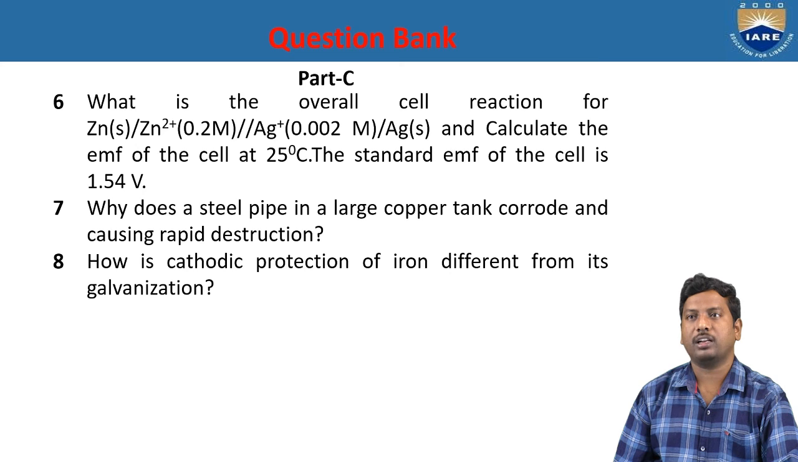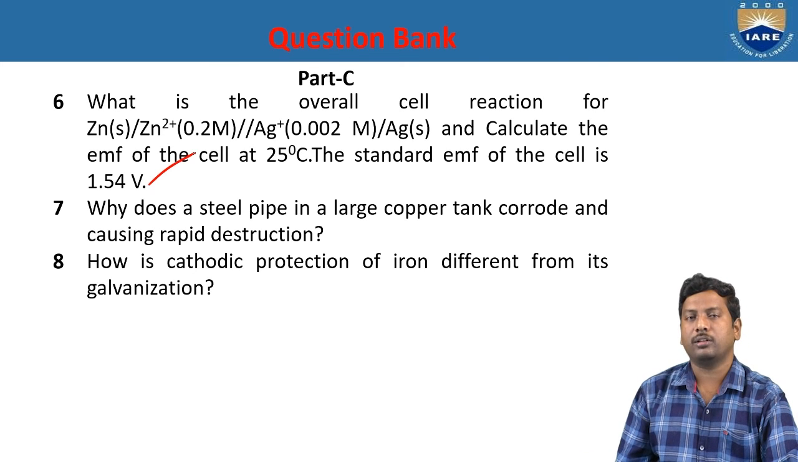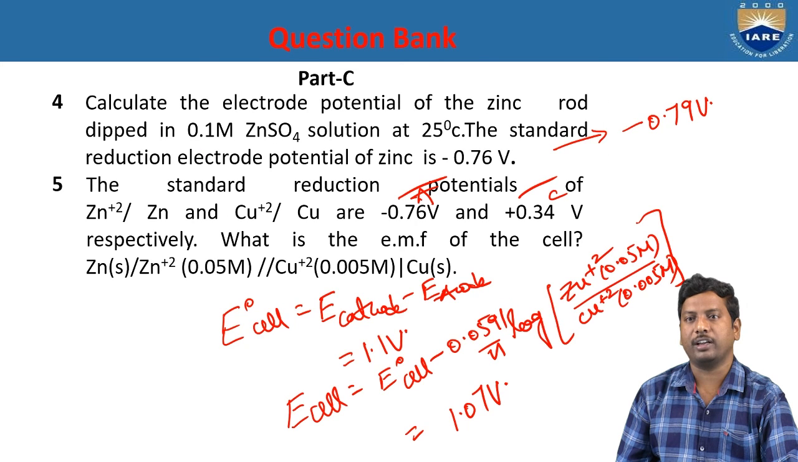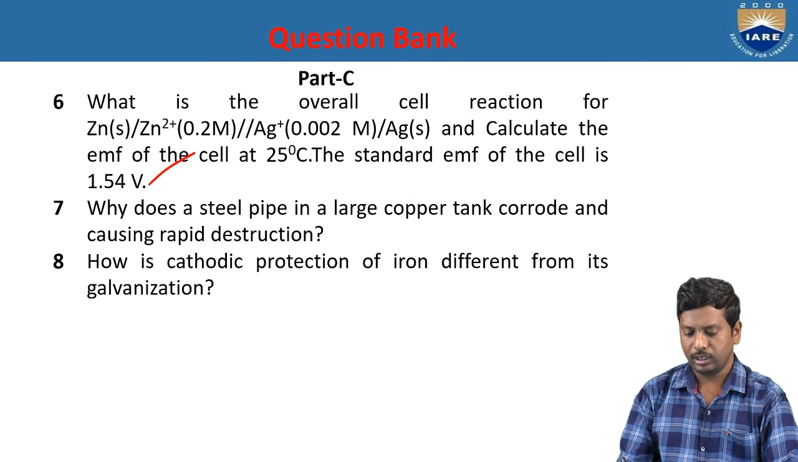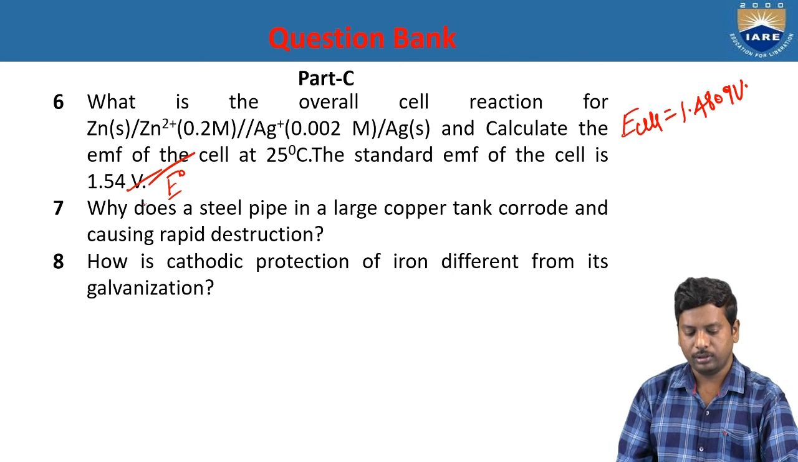Next, what is the overall cell reaction for a zinc rod dipping in zinc 0.2 molar and a silver rod dipping in silver solution 0.002 molar, and calculate the EMF of the cell at 25 degrees centigrade. The standard EMF of the cell is given as 1.54 volts. So this is a model problem like problem number 5. We get the value, that means E cell is equal to 1.4809 volts, and if given, the standard electrode potential E naught is equal to 1.54 volts.